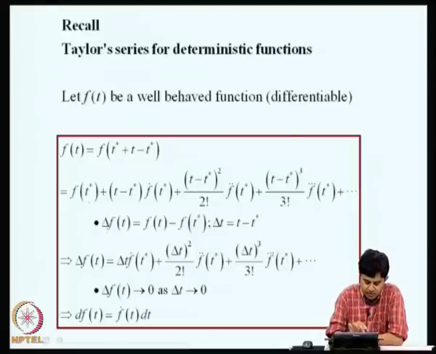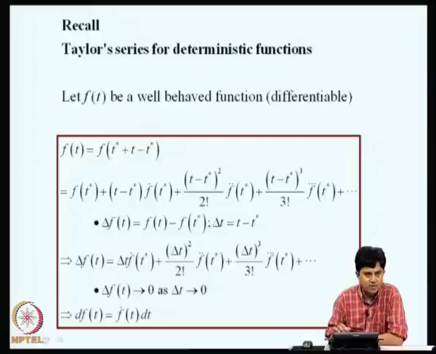Now, I will take f of t star to the left hand side and denote f of t minus f of t star as delta f of t, and I will call t minus t star as delta t. So, I can rewrite this in terms of this increment: delta f of t is delta t f dot t star plus delta t square by 2 factorial f double dot, etcetera. Now, if we take the limit of delta t going to 0 and delta f of t going to 0, we get the well known result df of t is f dot of t into dt, because delta t square, delta t cube, etcetera, all of them would go to 0.